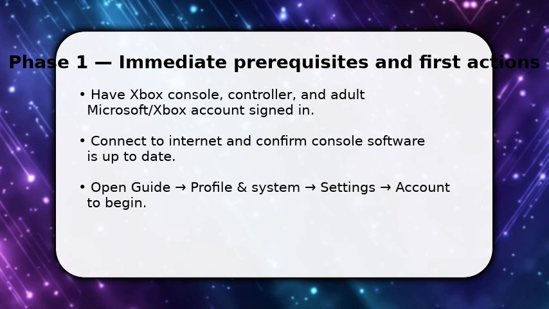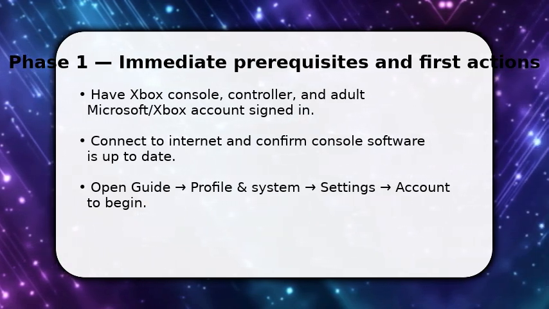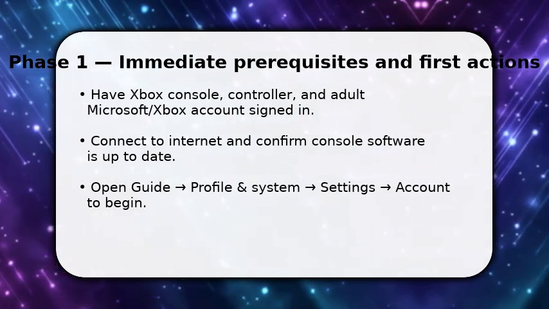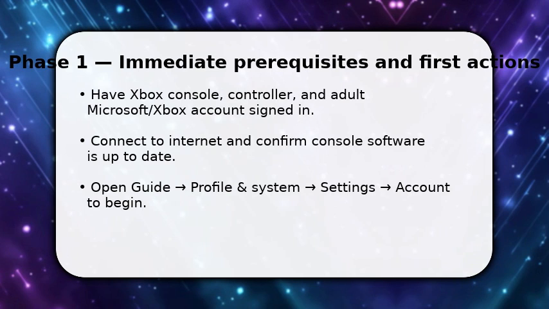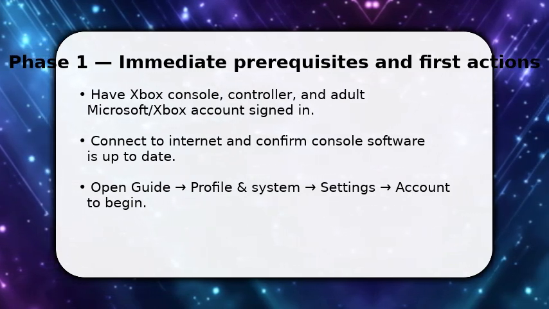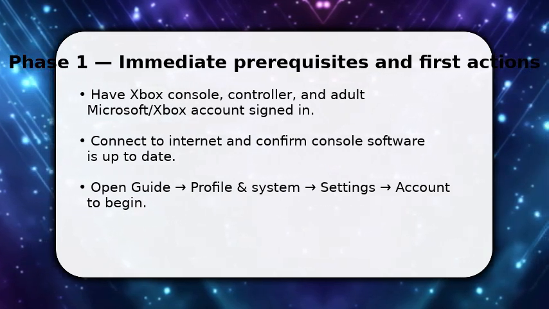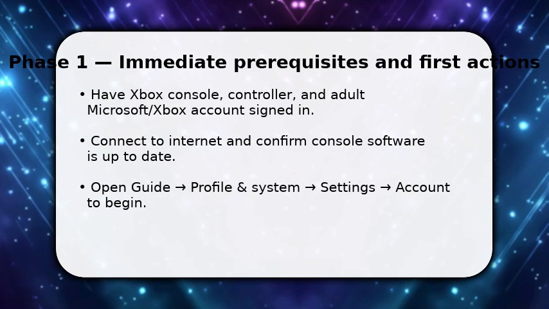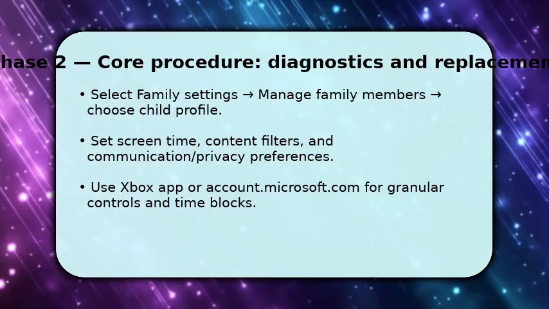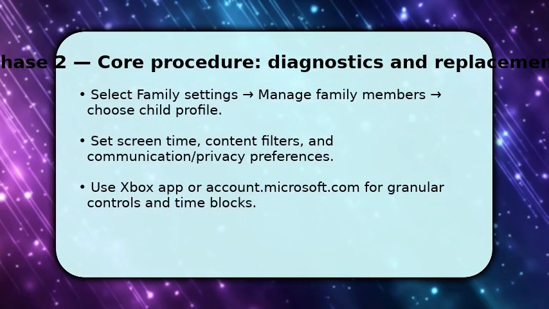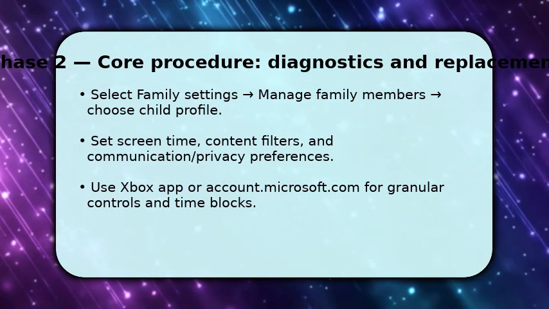Navigate quickly. Press the Xbox button, go to Profile and System, then Settings, and choose Account. This first set of actions opens parental control options. You do this now so later steps apply to the correct account, and changes will propagate to linked child profiles immediately. Once done with Sign In, open Family Settings and pick the child profile you want to configure.